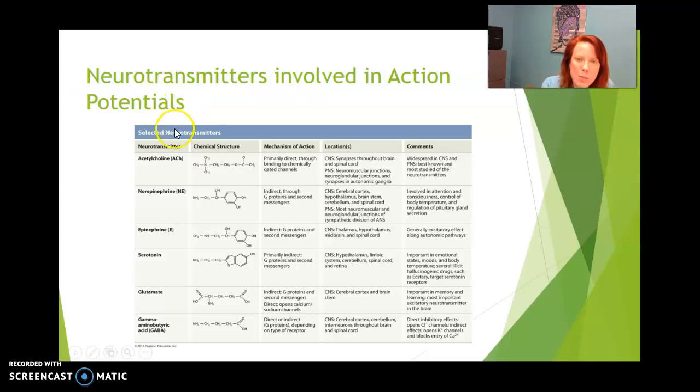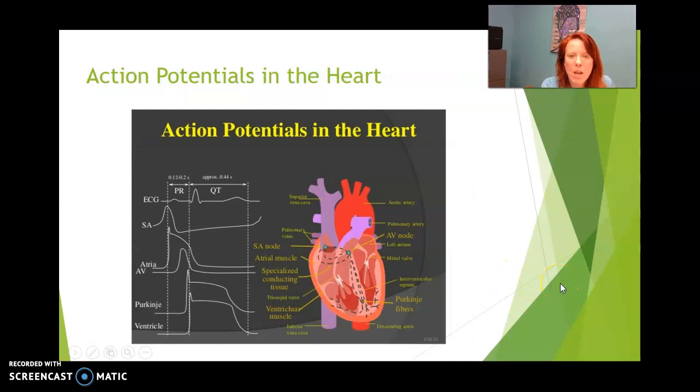And here are some neurotransmitters involved in action potentials or synapses. You've heard of most of them: norepinephrine, epinephrine, serotonin, glutamate, and GABA. Acetylcholine, maybe, maybe not. This is what the chemical structure looks like. Here's the mechanism of action, and here's the location of how it happens, with different bits of information to back up the why of what is going on. So we're explaining all of that to discuss the action potentials of the heart.